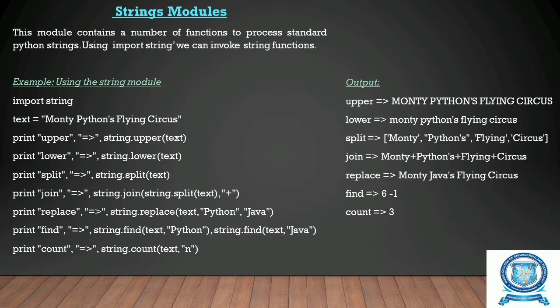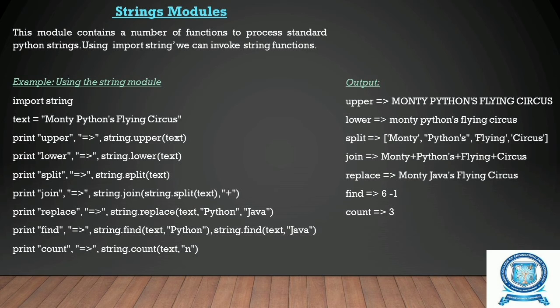So, replace means we are going to replace some text with the specified text. So, we are going to replace Python with Java. Okay. So, that is replaced there. So, find means we are going to find Python and Java, where they are. The index position will be retrieved. So, since Java is not in that string after the replacement, it returns -1.